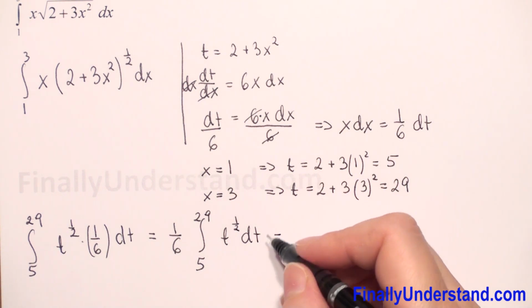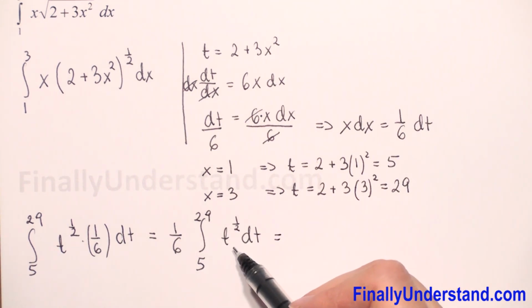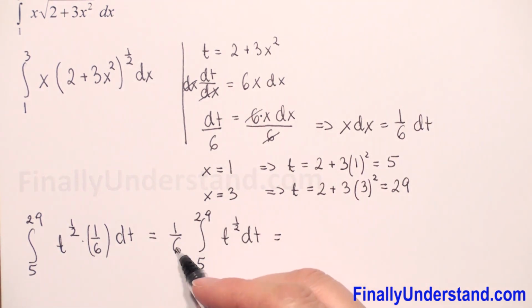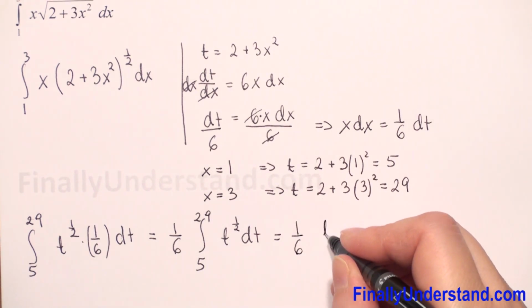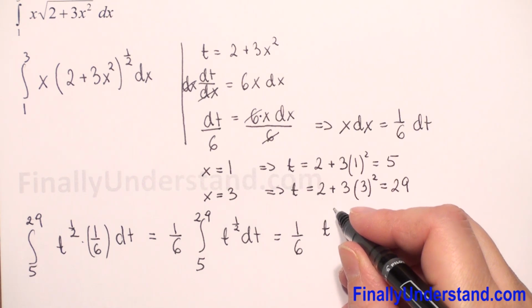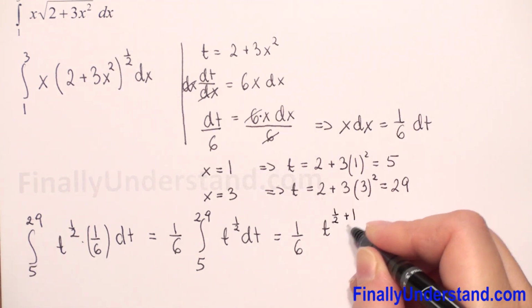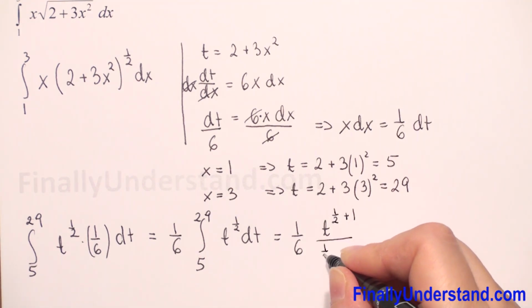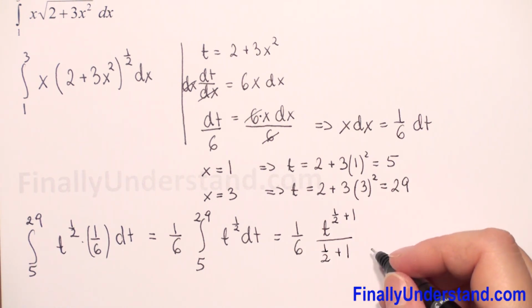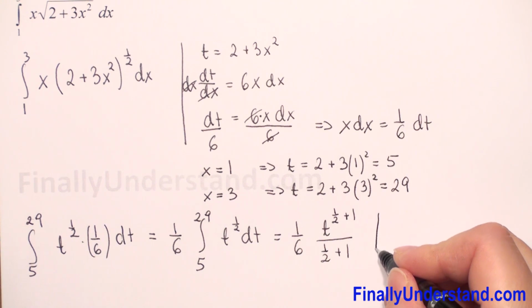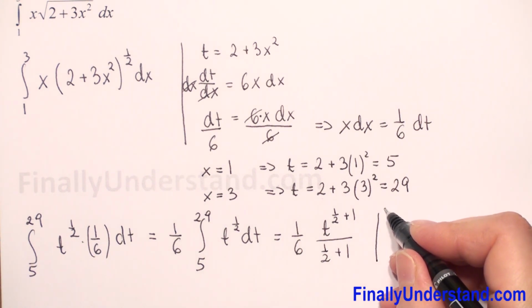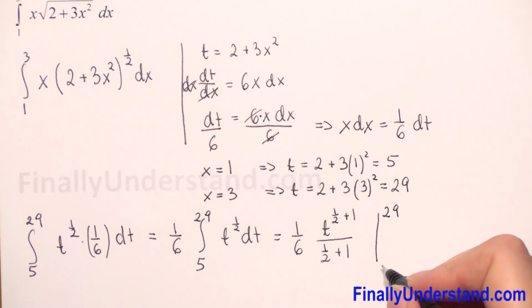This is equal. We have the integral of a power function. So first we have to copy 1 over 6, and we have times t in the numerator to the power 1/2 plus 1 over the denominator 1/2 plus 1. And instead of putting a constant, we have to put a vertical bar, and on the top we have the upper limit 29, and on the bottom we have the lower limit 5.